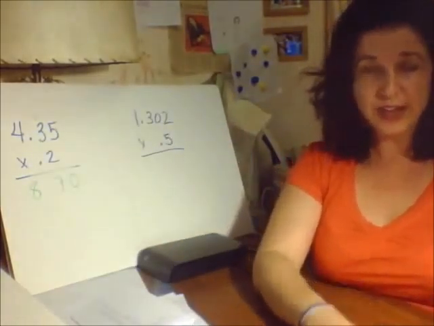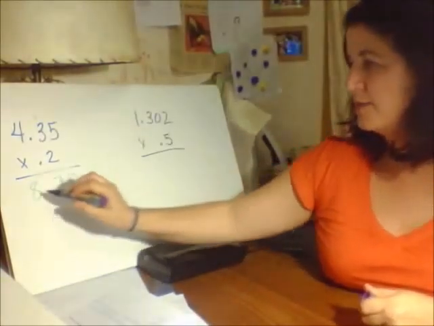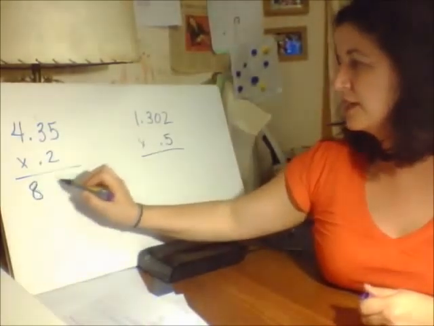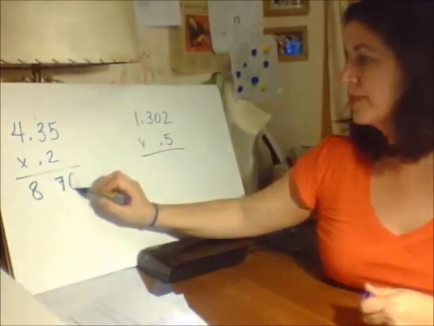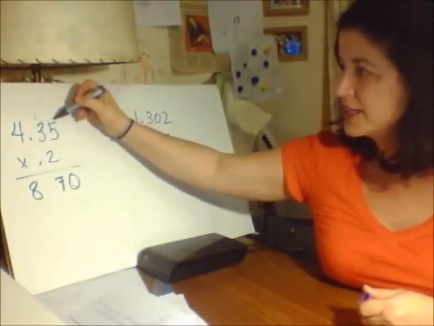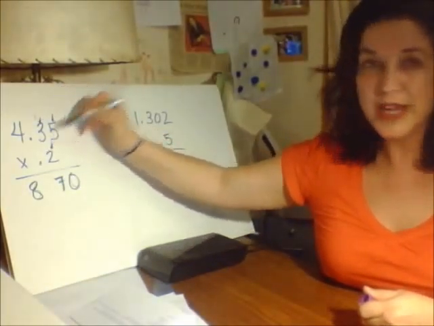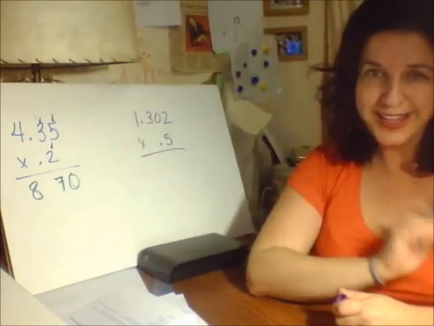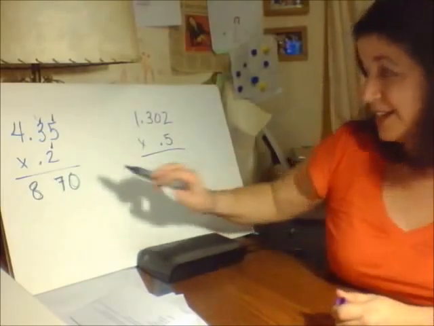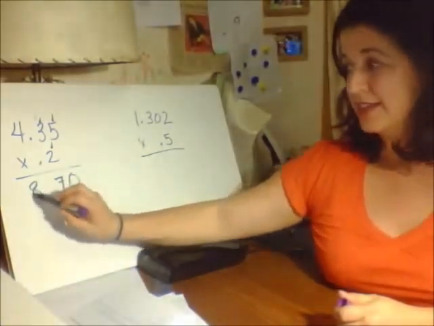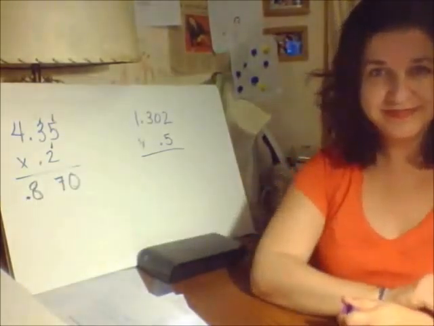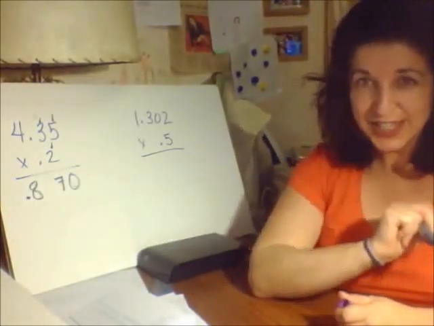But Mrs. Ratcliffe, how do I work out what numbers go behind the decimal point? Well, let's count. We've got 1, 2, 3 numbers behind the decimal point in our problem. So we just count 1, 2, 3, and we put the decimal point there. Pretty easy. Let's look at another example.